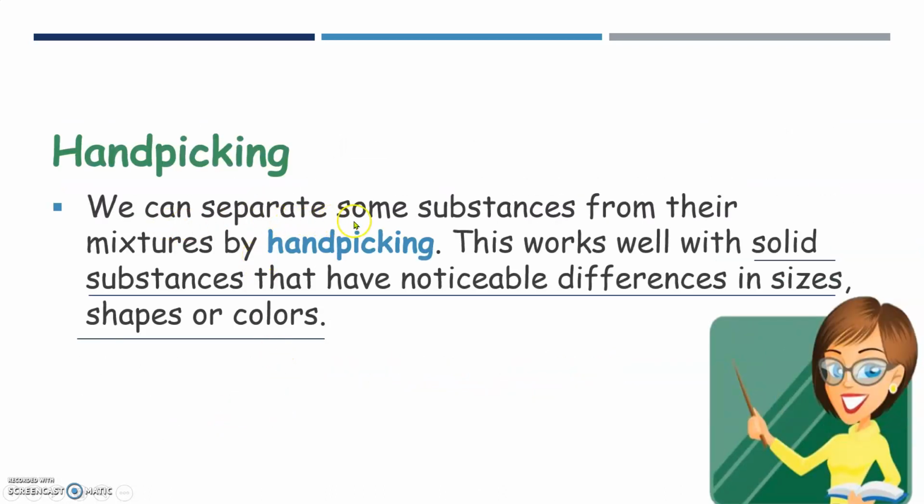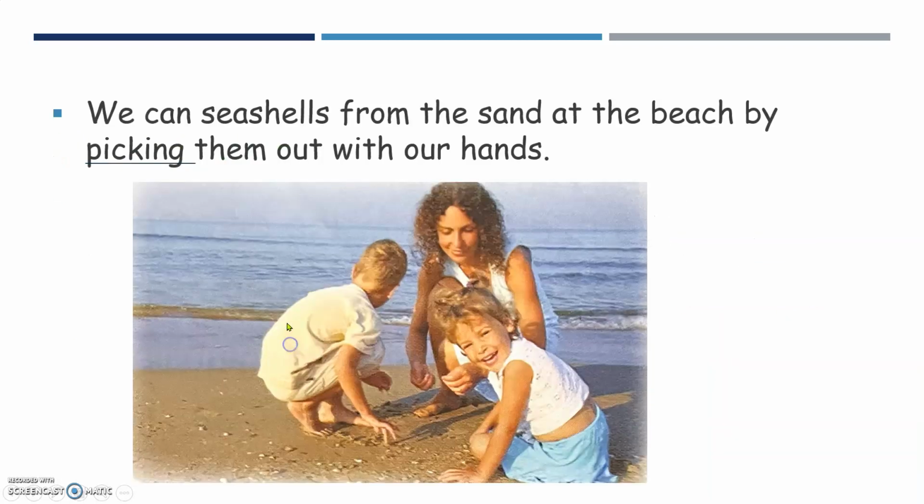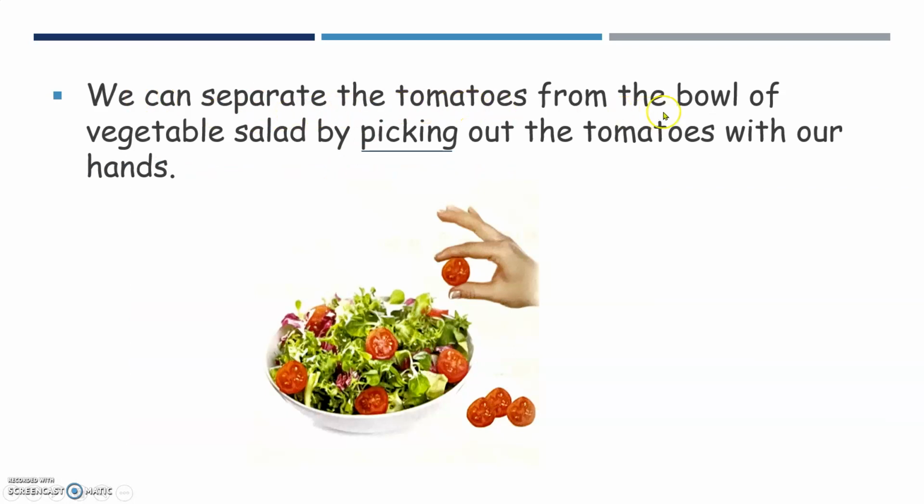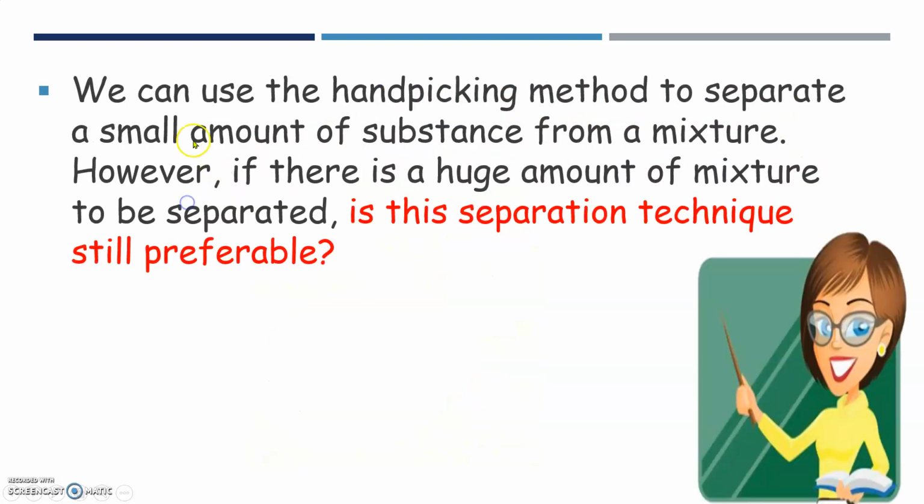Handpicking. We can separate some substances from their mixtures by handpicking. This works well with solid substances that have noticeable differences in size, shapes, or colors. We can separate shells from the sand at the beach by picking them out with our hands. We can separate the tomatoes from the bowl of vegetable salad by picking out the tomatoes with our hands. We can use the handpicking method to separate a small amount of substance from a mixture. However, if there is a huge amount of mixture to be separated, is this separation technique still preferable?